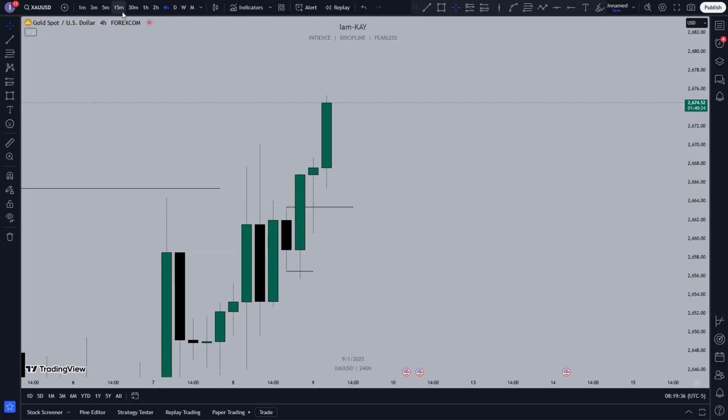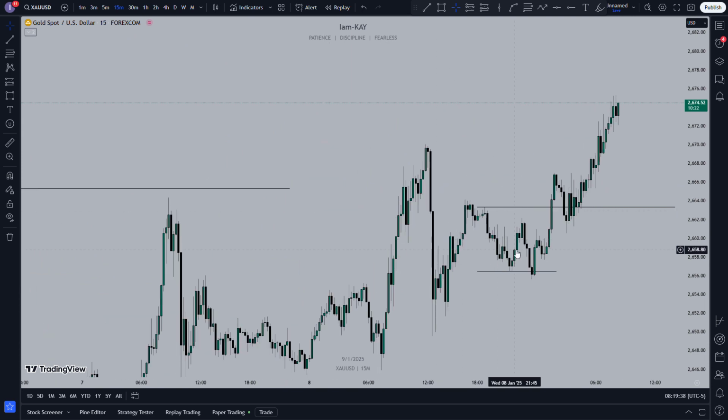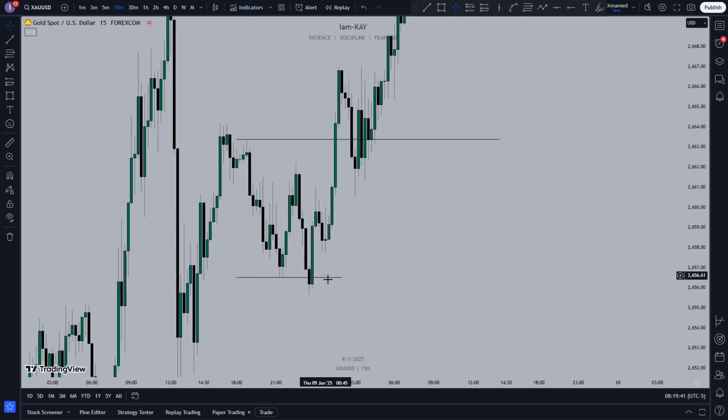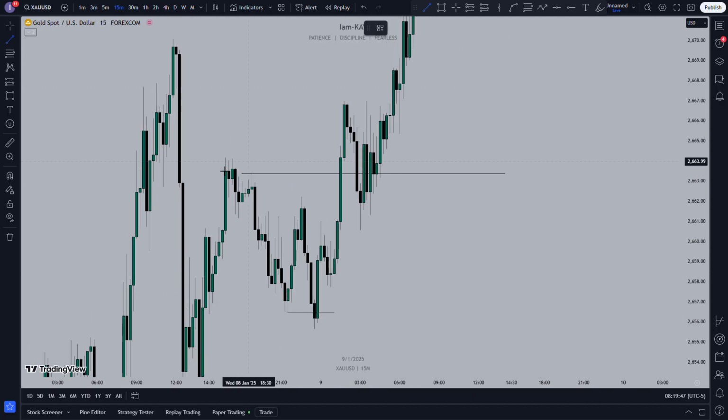So from here we went down to the 15 minutes time frame to look for our entry within that area of interest. So as you can see, we've been breaking structure to the upside. We have this break of structure here. And then we have this area of interest here.